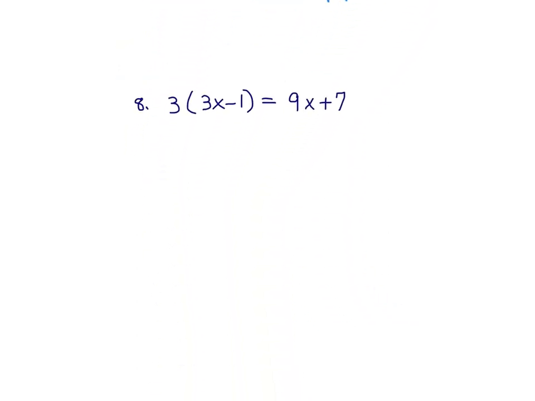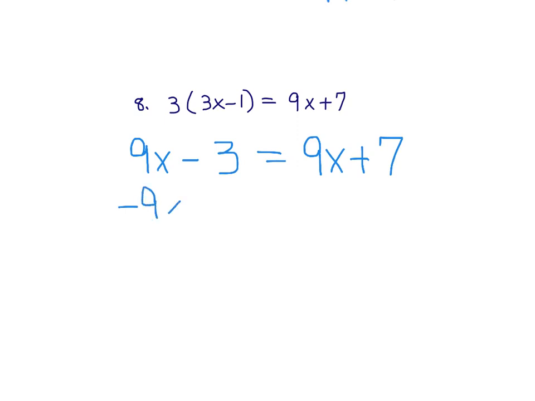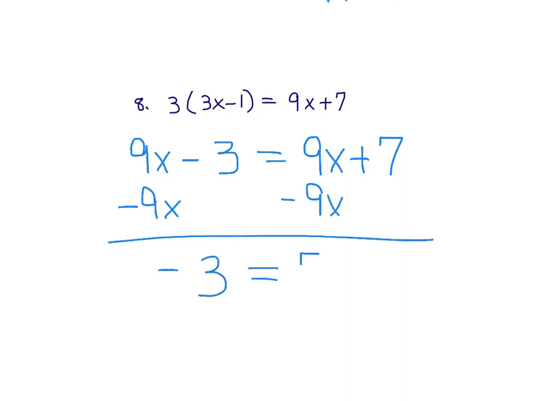Again, nice and simple. We're going to distribute the 3. So 3 times 3x is 9x. 3 times -1 is -3 equals 9x plus 7. Now at this point, if you notice that the variables are identical, once we try to solve this, I'm going to be left with some nonsense. I'm going to be left with -3 equals 7. Will that ever occur? No.